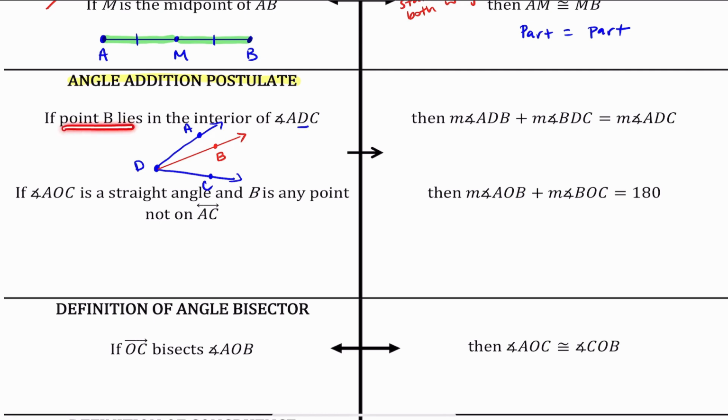Now, if point B lies in the interior of angle ADC, what's the result of that? Well, you're going to have a part plus part, which will give you the whole thing here. Okay, so the measure of angle ADB, which is a part, plus the measure of angle BDC, which is another part, is going to give you the whole thing, the measure of angle ADC.